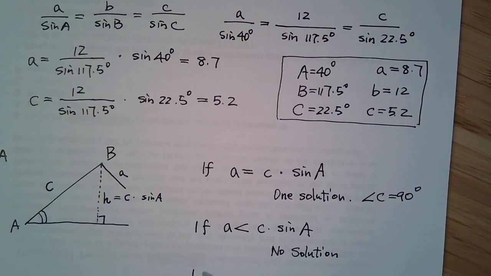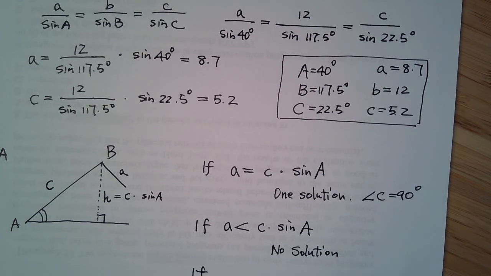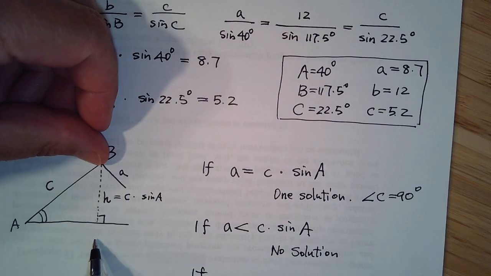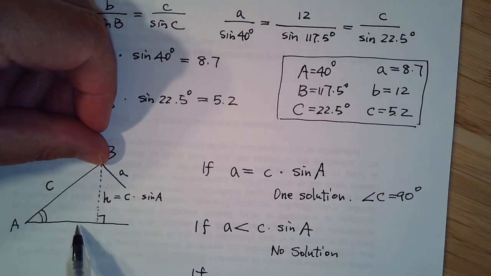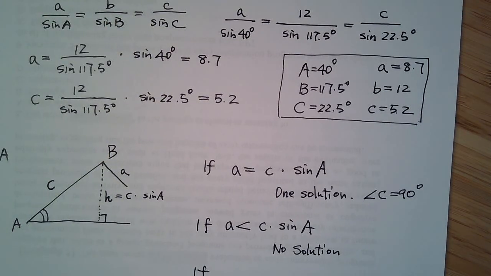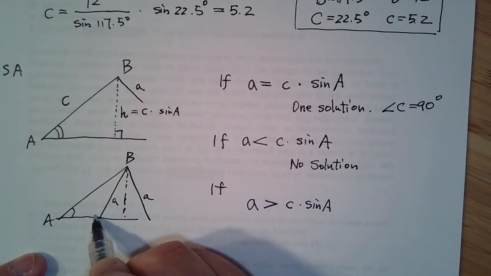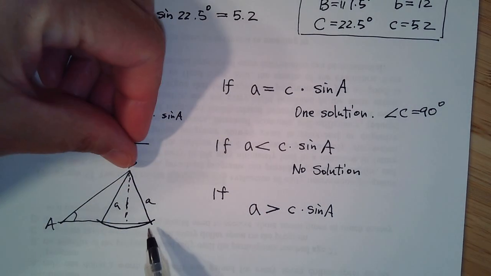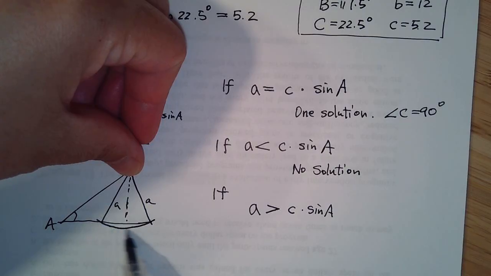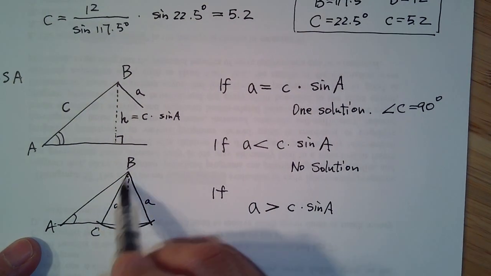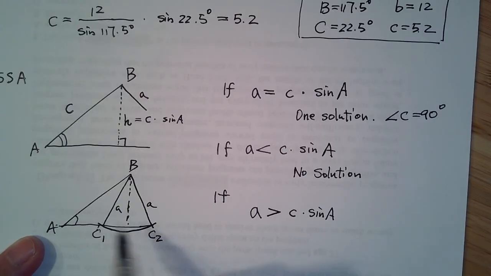Okay, next, what happens if a is longer than H, which is little c times sine A? So let's say it's this long. So see, you might be able to create two solutions, isn't it? That means this is the situation that you can have. That could be the side a here, sorry, here is B. You see that? So the length of this side a can form two triangles. One is ABC1, the other is ABC2.